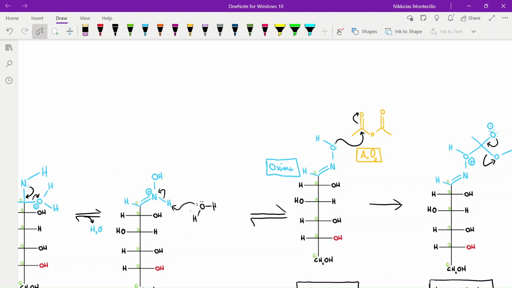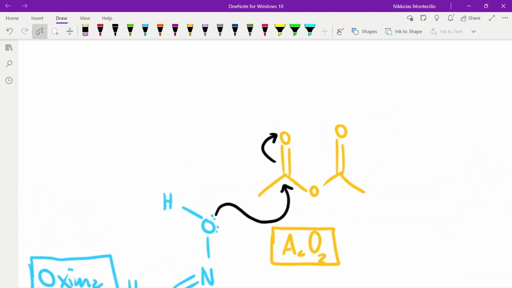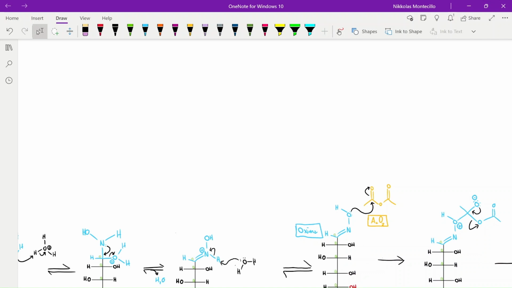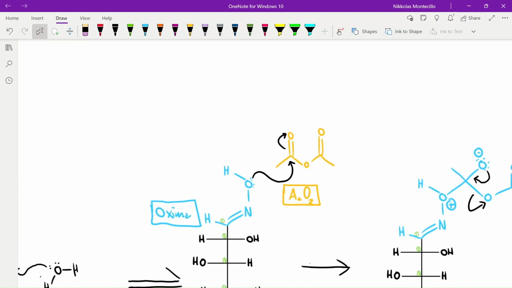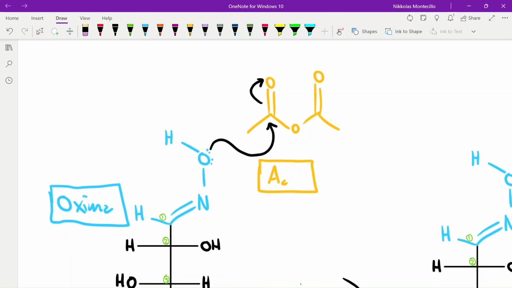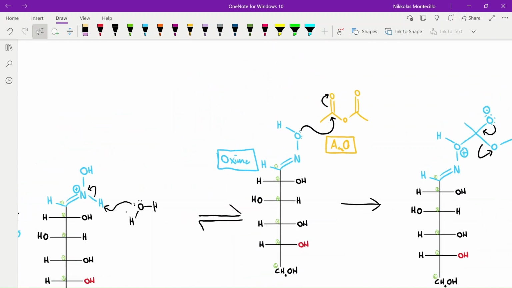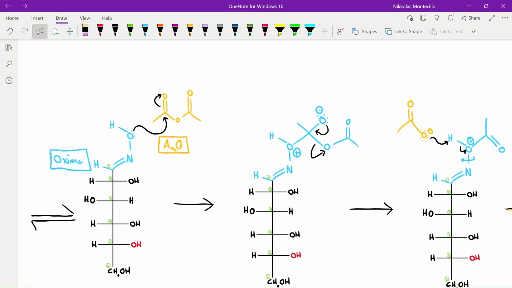Now, the oxime will nucleophilically attack a molecule called Ac2O. I think the name has actually been spelled wrong on the slide. Let me just confirm. Yeah, acetic anhydride. I labeled this incorrectly. It's actually Ac2O. Okay, so the oxime will nucleophilically attack the acetic anhydride molecule labeled in yellow, and then we'll get the loss of a leaving group.